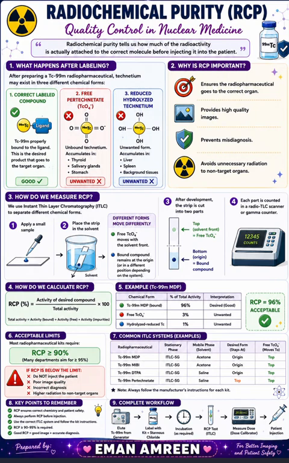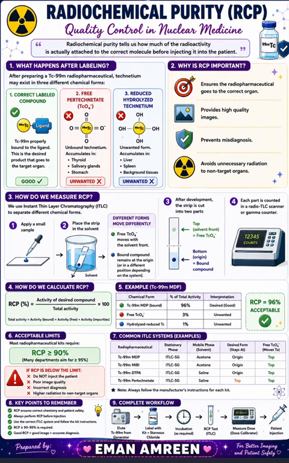After we prepare a technetium-99m radiopharmaceutical, the technetium can exist in three different chemical forms. First, the correct labeled compound, where technetium is properly bound to the ligand. This is the desired form that goes to the target organs.